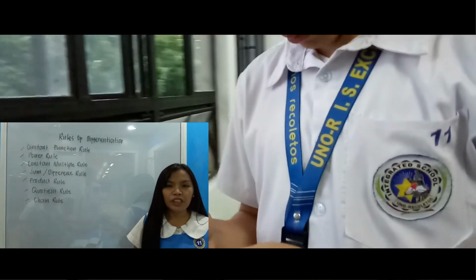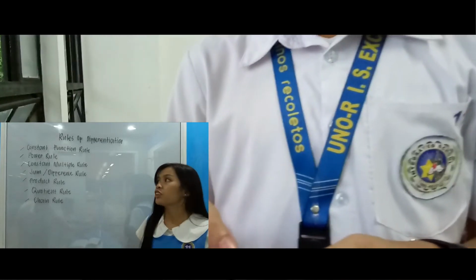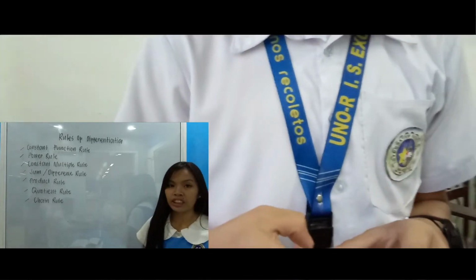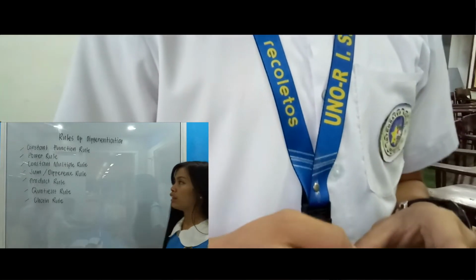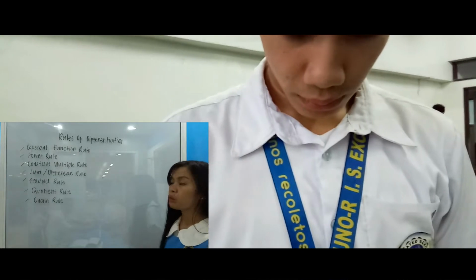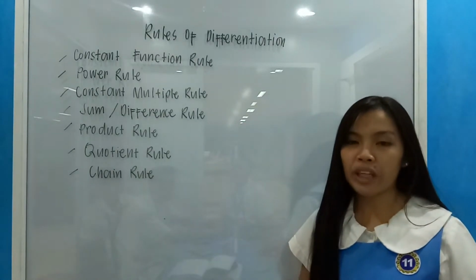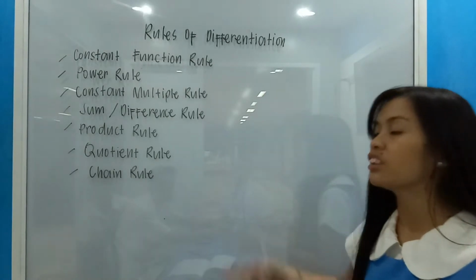Good day, everyone. Our topic for today is about derivatives. In derivatives, there are different rules of differentiation. These rules are as follows: constant function rule, power rule, constant multiple rule, sum and difference rule, product rule, quotient rule, and lastly, the chain rule.